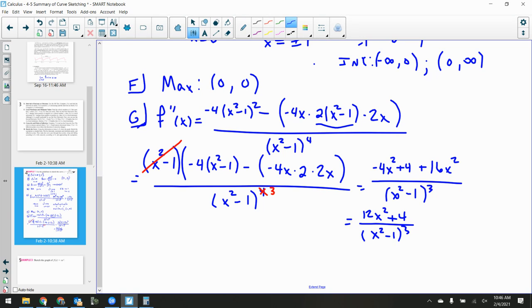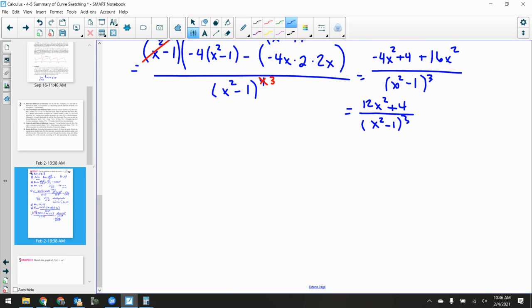What are the critical points of 12x squared plus 4? Well, you've got to say 12x squared plus 4 equals 0. So x squared is equal to... oh, that's why. I was going to say that's negative. So what's going to happen here? It's not going to matter because it does not exist.